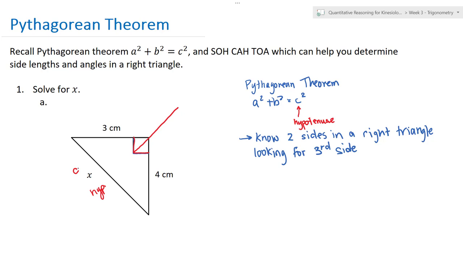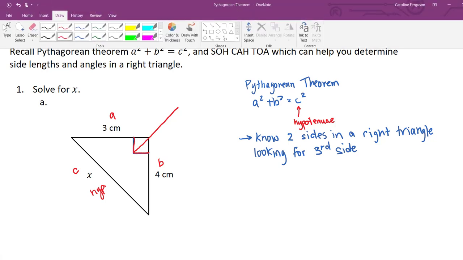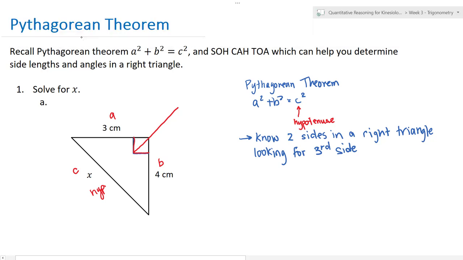Okay, the A and the B, it doesn't matter which one is which, as long as it's not the hypotenuse. So I can call this one A and this one B, or vice versa, it doesn't really matter. Okay, so I'm going to use Pythagorean Theorem now to solve for my missing side. So I'm going to start with the formula, a squared plus b squared equals c squared.